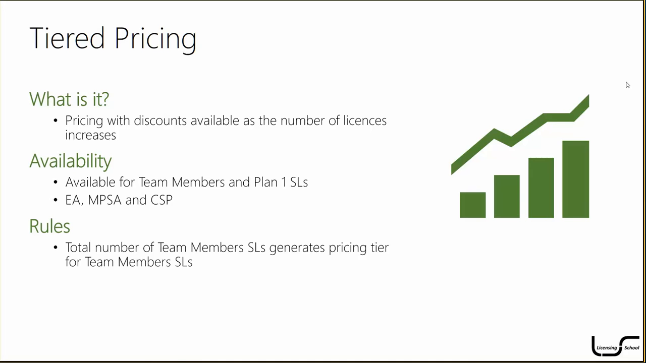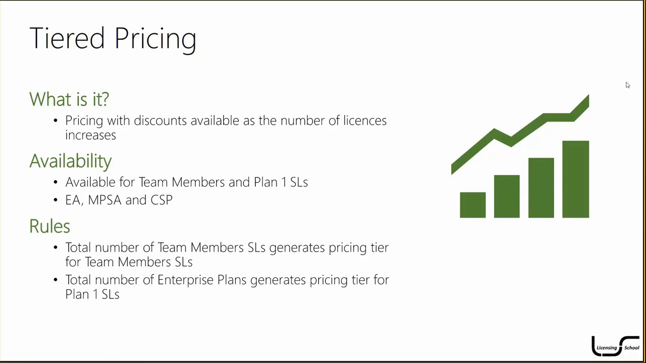So I think this first rule makes sense. However, look at this second rule. The total number of enterprise plans generates the pricing tier for Plan 1. Now, what is an enterprise plan? An enterprise plan is Plan 1 or Plan 2. So what this is saying is to work out what tier you are for Plan 1, you add up Plan 1 and Plan 2, and it's that total number that gives you the pricing tier.